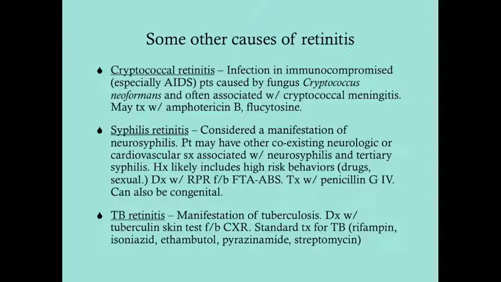The diagnosis is going to be with the rapid plasma reagent, RPR, and if that comes back positive, then you'll get the FTA antibodies. And then the treatment is going to be the very same treatment you give for neurosyphilis. And so that's high-dose penicillin G administered intravenously for 10 to 14 days. You can also get congenital syphilis, and that can also cause retinitis, but we're not going to go into that.